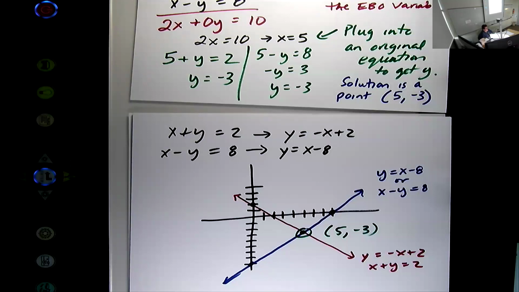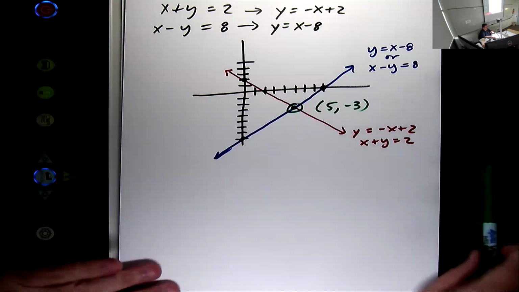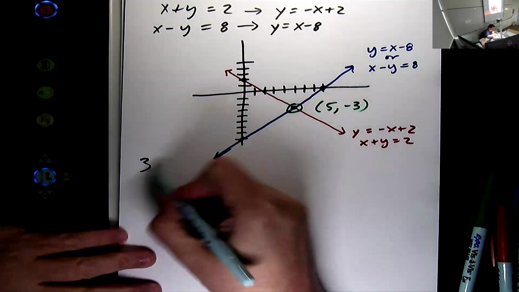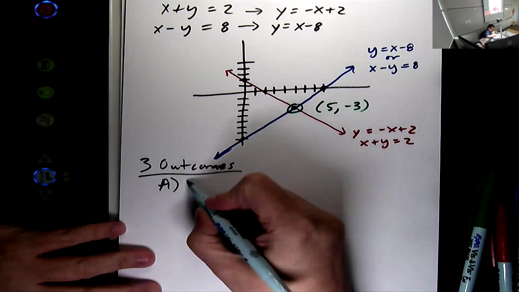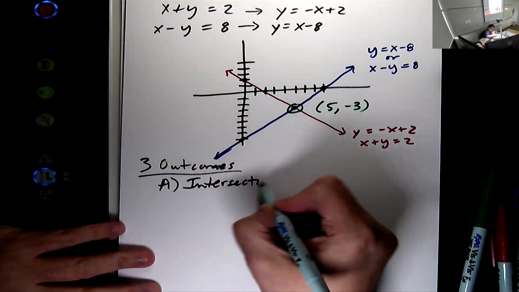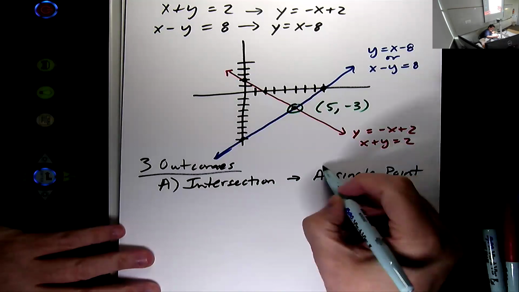Values that solve both equations have to appear on both lines. Does that make sense? If it solves an equation, it means it's on the line. And so for it to solve both equations, it has to be on both lines, which in this case means intersection. There are three ways this happens, three outcomes going on here. Outcome 1, intersection, just like we saw. A single point. Boom.